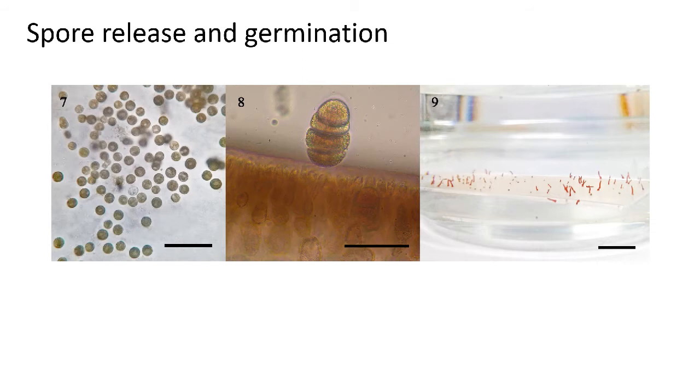And here we're showing spore release and germination. So this is basically carpospores released from the carposporophyte, and this is the tetraspores released from the tetrasporophyte, and this is the germinating spores attached on a glass slide.